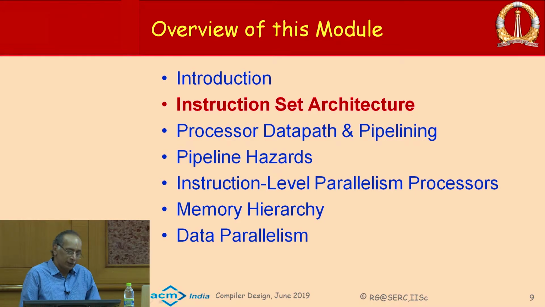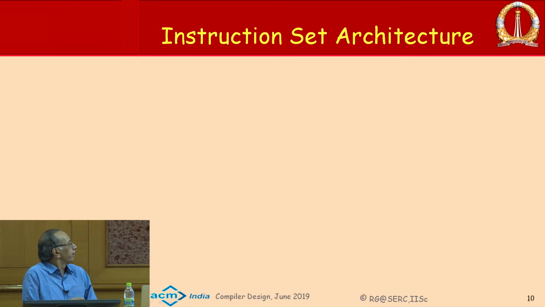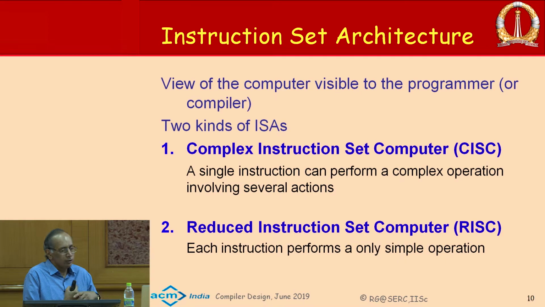Okay. Let's see. The next thing that we are going to talk about is instruction set architecture. So, instruction set architecture is essentially the view of the computer to the programmer, or the view of the hardware to the programmer or the compiler, right? And you can talk about two different kinds of instruction set architecture, one called the CISC architecture and the other called the RISC architecture. CISC stands for complex instruction set computer and RISC stands for reduced instruction set computer, right?